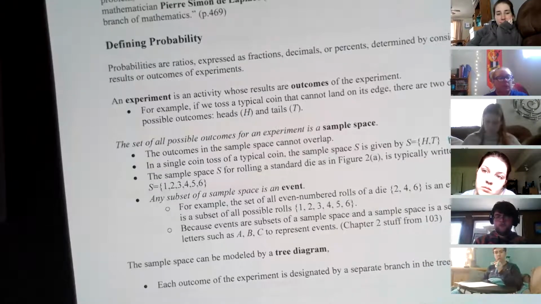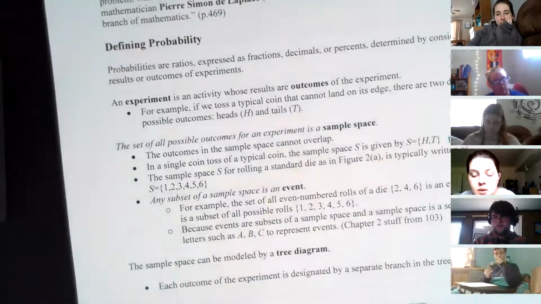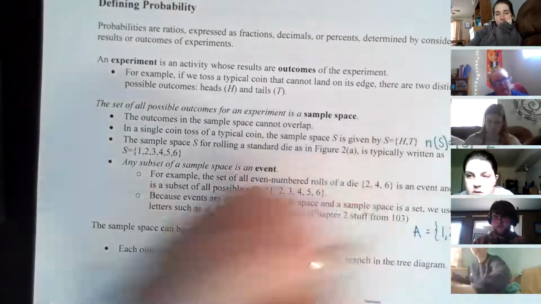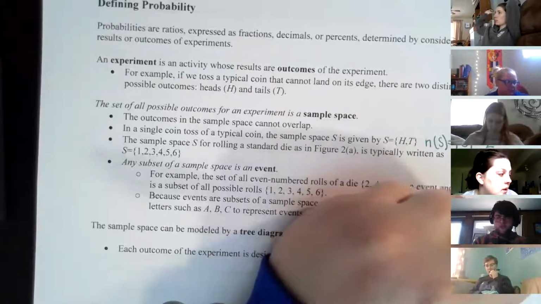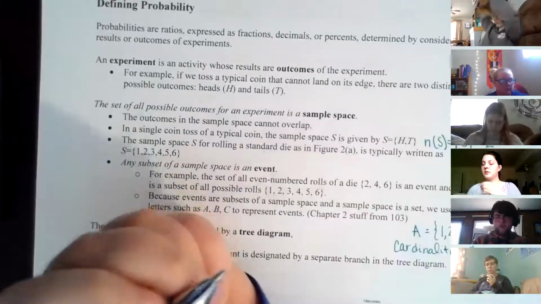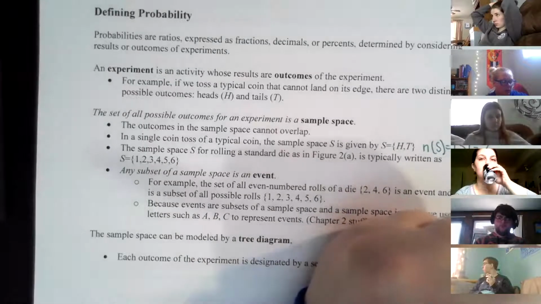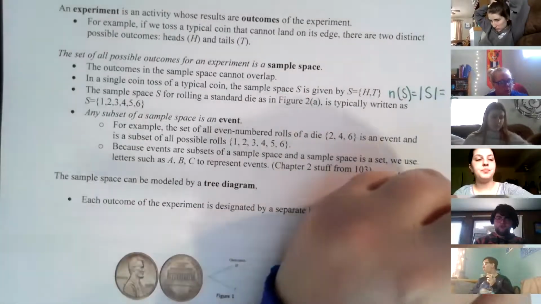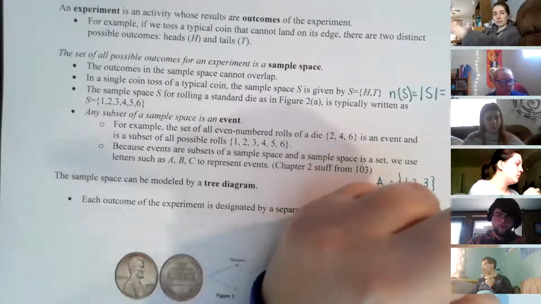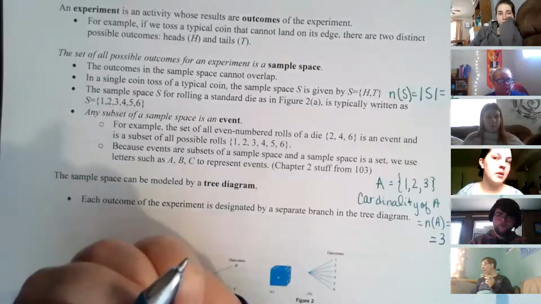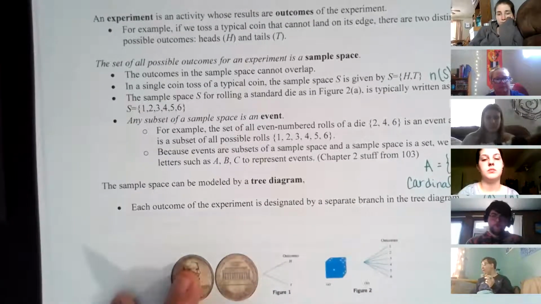For example, if we had the set 1, 2, 3, and we'll call it set A, we would say the cardinality of A, which is the same thing as the notation n of A, which is the same as the notation absolute value of A, is going to be 3. Does that make sense to y'all? Cool.